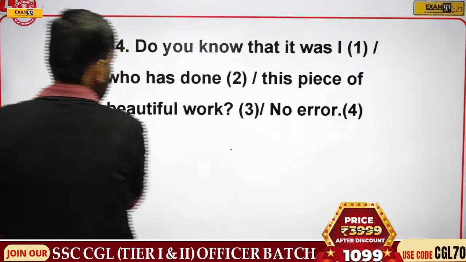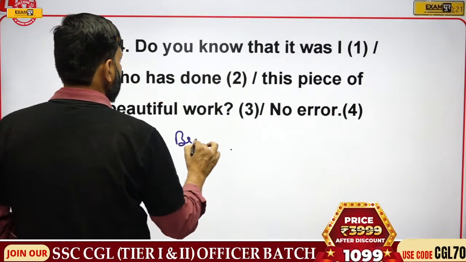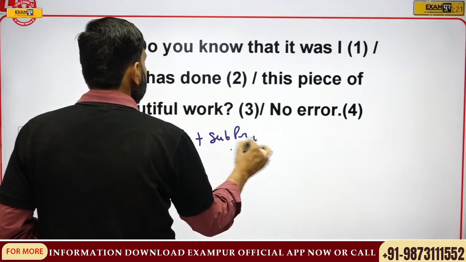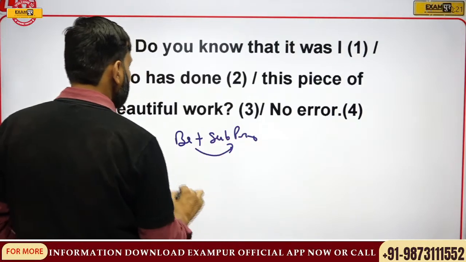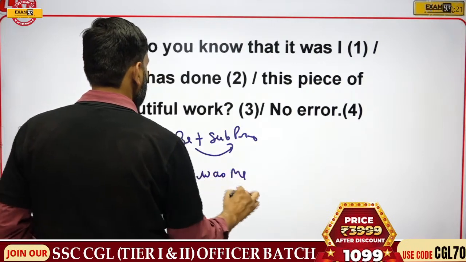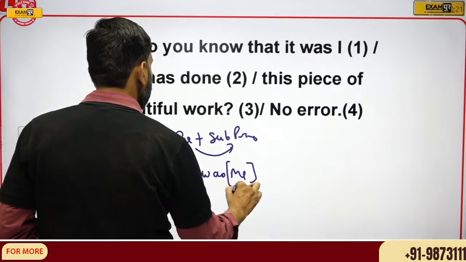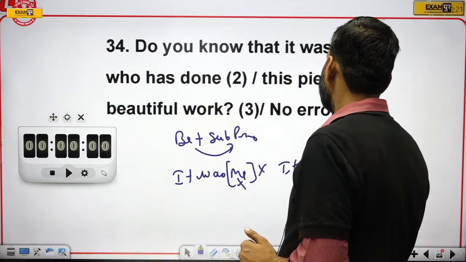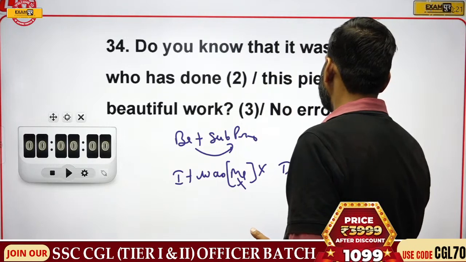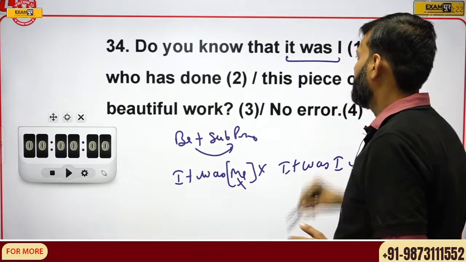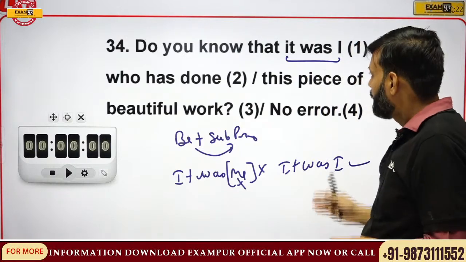See, a be verb is always followed by a subjective pronoun. So it was me is absolutely wrong. It was I is right. Now you must be thinking that here we have it was I, so what is the point in explaining this? It was I is absolutely right.